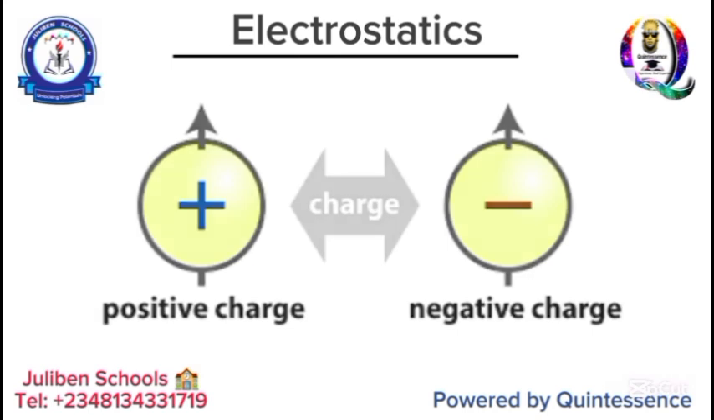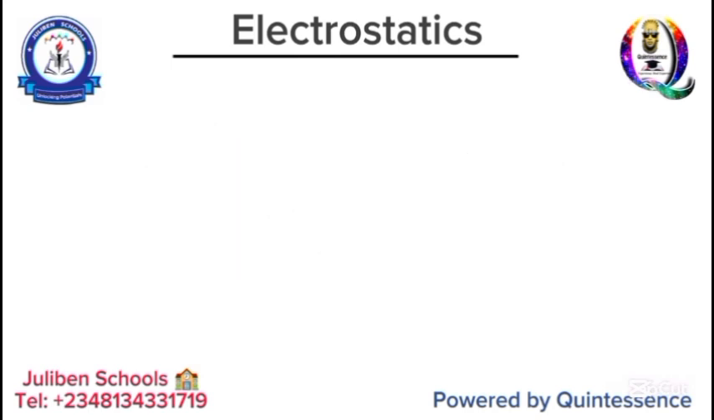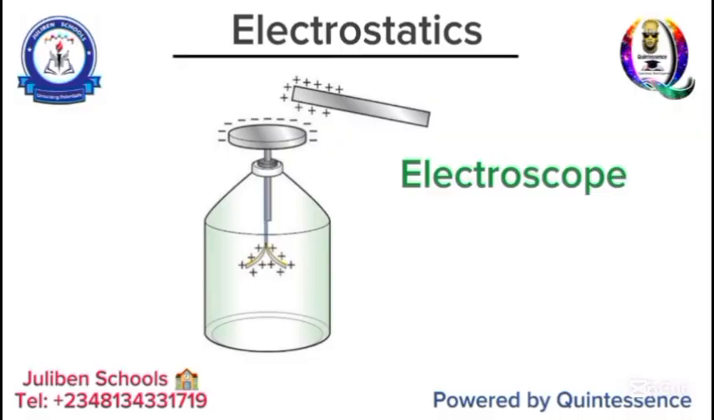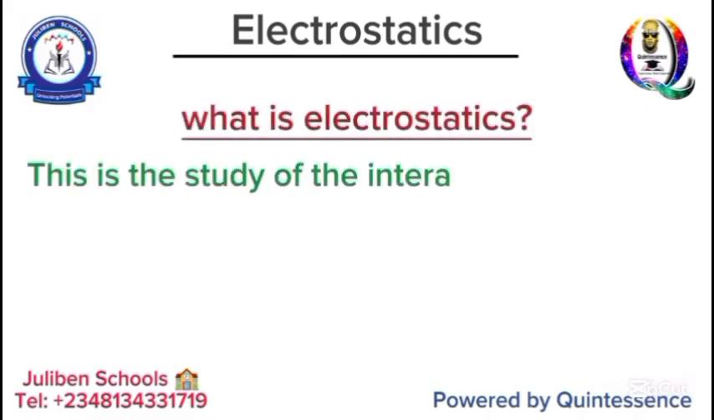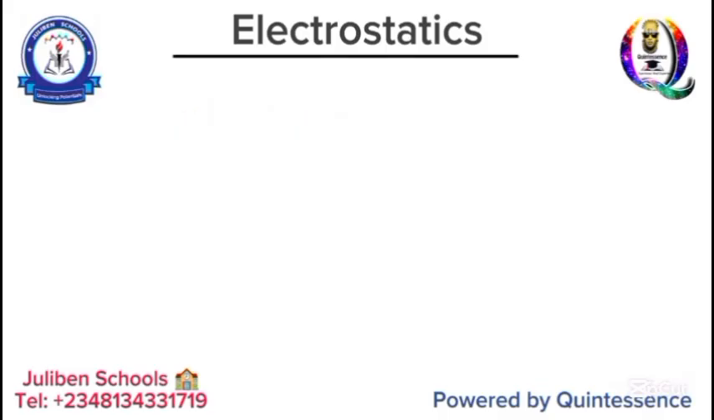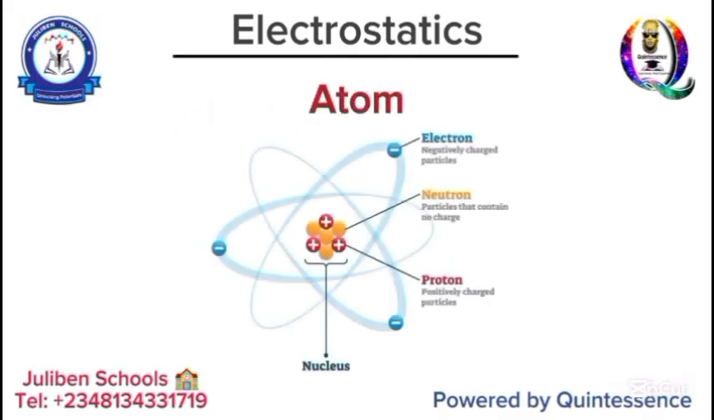Good. Now these charges can actually be detected by an instrument called an electroscope, and usually they are measured in Coulomb, represented by C. Now, the study of the interaction of these charges, be it positive, be it negative, be it moving, be it discrete, is referred to as electrostatics. And of course, having understood what electrostatics is all about, the next thing is the aspect of an atom, because charges actually originate from atoms. You can't talk about charges without mentioning atoms, because charges are subsets of atoms.